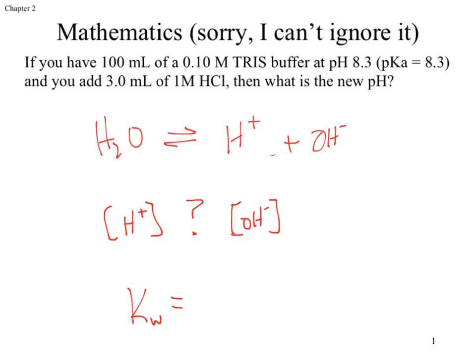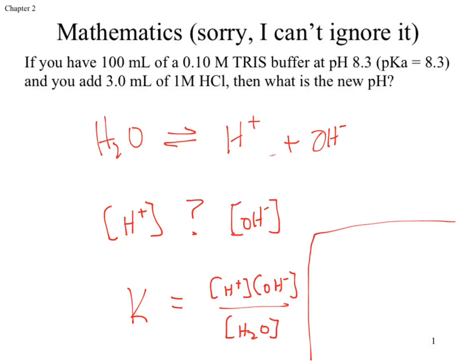If we now write out a K expression for this, we would get the concentration of H plus times concentration of OH minus. Remember our products over our reactants. As long as we make sure that our experimentation is done at a constant temperature, that constant temperature for Kw is typically 25 degrees Celsius. Anybody see any problems with using that Kw?